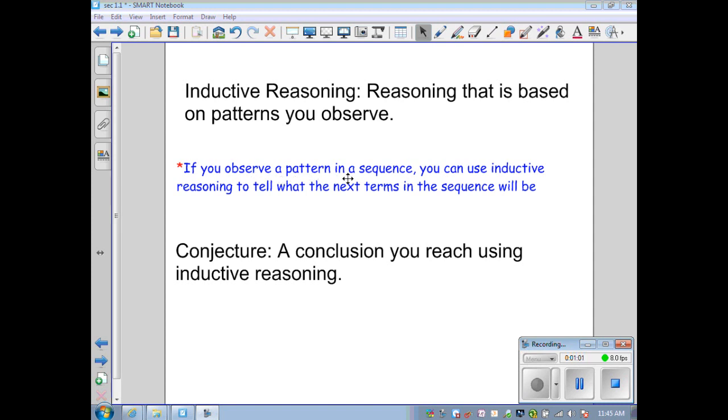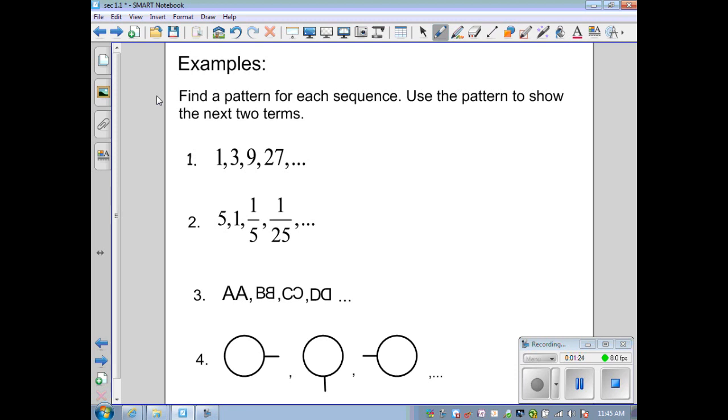Mathematically, if you observe a pattern in a sequence, you can use inductive reasoning or experience from the past set of numbers to tell what the next terms in that sequence will be. Let's take a look at some examples. Find a pattern for each sequence. Use the pattern to show the next two terms.